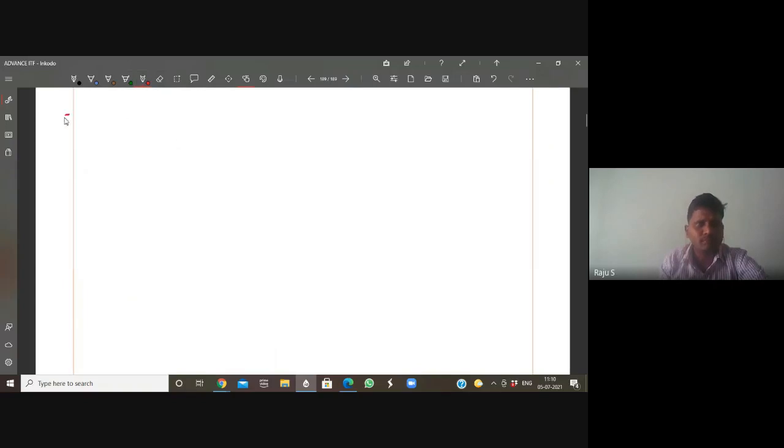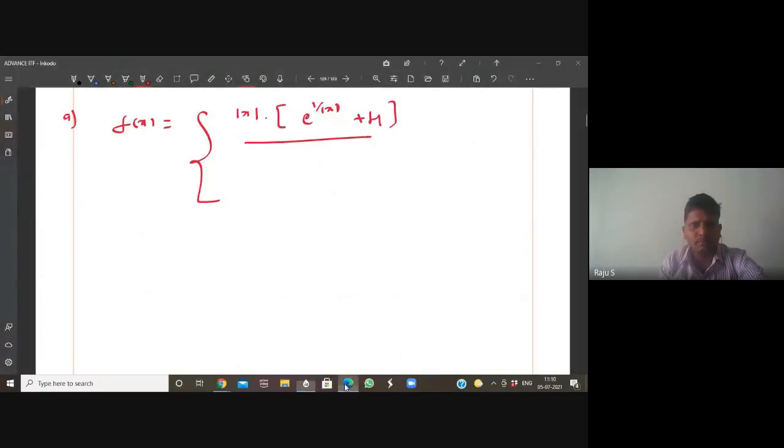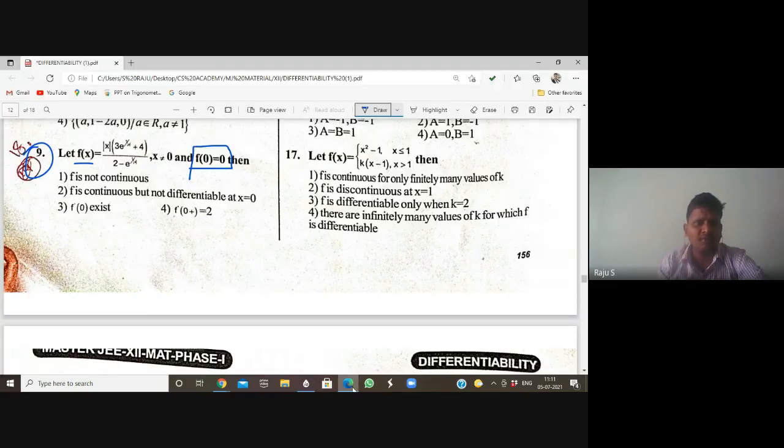Question number one. What is f of x they have given? Two conditions. One is modulus x times e to the power of 1 by modulus x, plus 4, divided by 1 minus e to the power of 1 by modulus x, here x not equal to 0. And f of 0 value is 0 when x is equal to 0. Okay, I have written the given function.